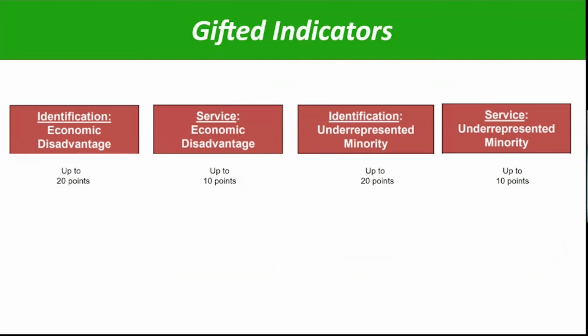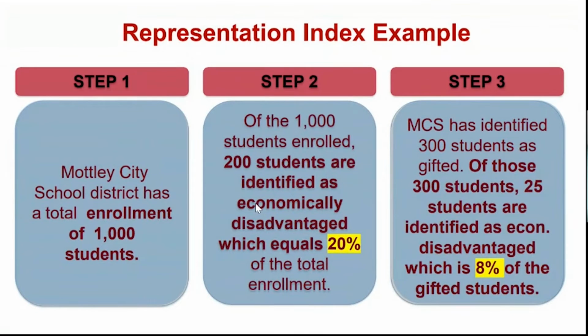All right, the next part is the representative index. And for that, you can see, again, we have our identification and our service, and these are broken up into economically disadvantaged. So for identification, we can get 20 points, and for service, we can get 10. The same thing happens for underrepresented minorities: 20 points for our ID, 10 points for our service. Now, let me give you an example of how this is going to work, because it is different.